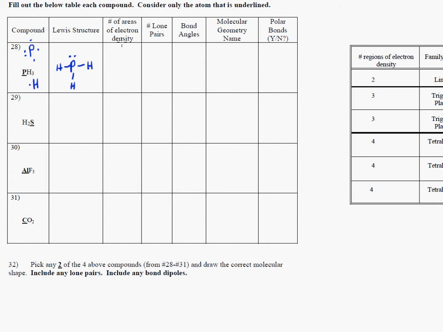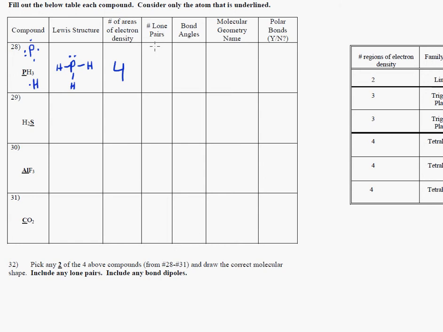And then when you go to the areas of electron density, phosphorus has 4 around it. It has 1 lone pair, 2 for this hydrogen, 3 for the next hydrogen, and 4 for the last hydrogen. So it has 4 total areas of electron density. Each of the bonds counts, each of the lone pairs counts. So we have 1, 2, 3, 4. So there's 4 directions in which electrons are shooting off.